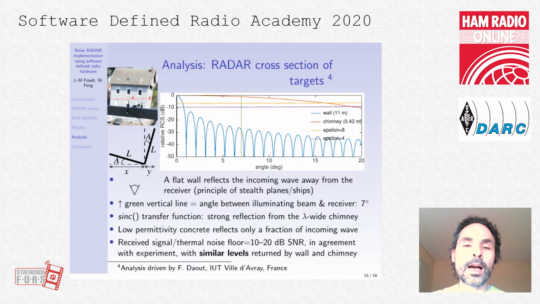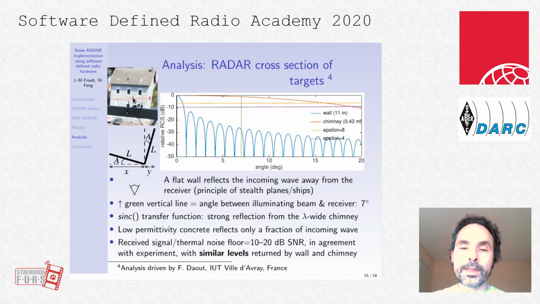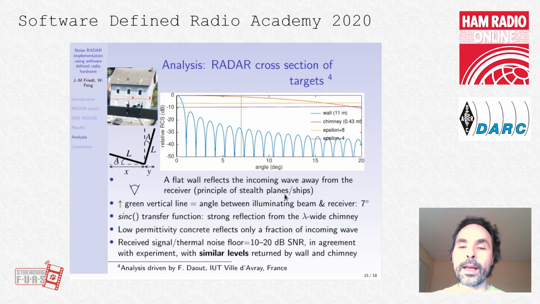Well, you see here that the house is not facing the monostatic radar, but is at an angle. This angle can be derived by analyzing the ratio of these two walls, and by looking at the ratio of these two distances, we see that the angle is about 7 degrees. Now, this flat wall at an angle of 7 degrees will reflect the energy away from the receiving antenna.